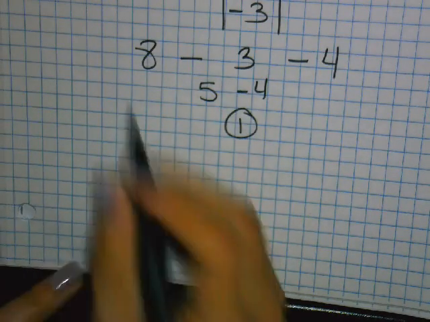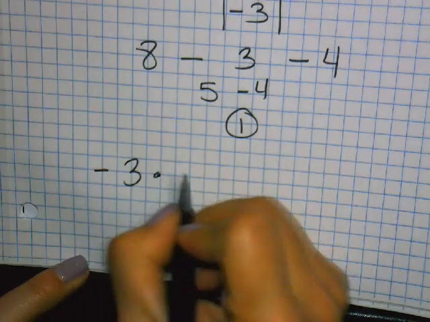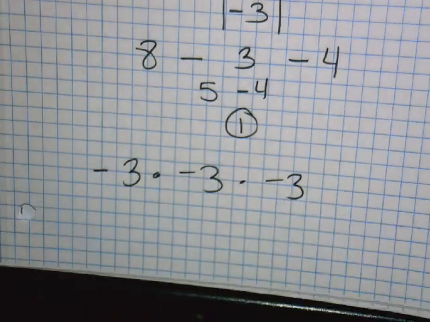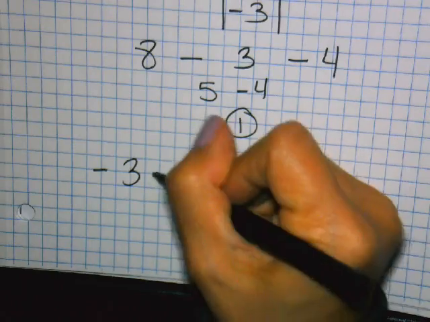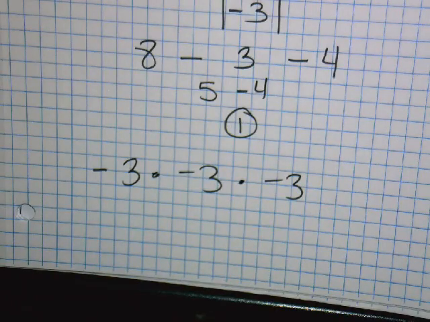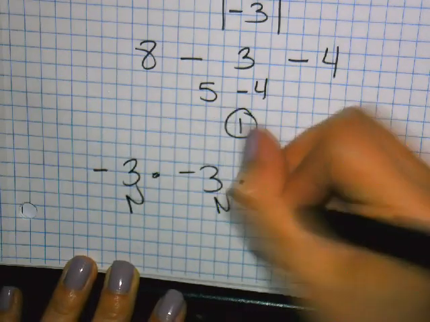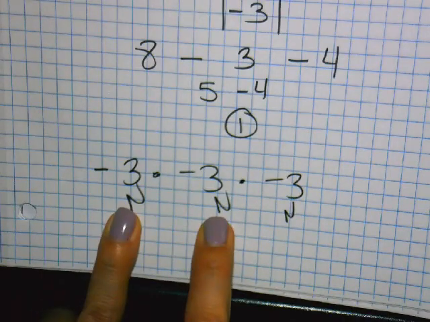Remember when we did negative 3 times negative 3 times negative 3, right? Is my answer going to be positive or negative? Okay, so we taught you Dorito Man. We taught you to pair them up. Negative, negative, negative. Two negatives make a positive, and then you got the third one.